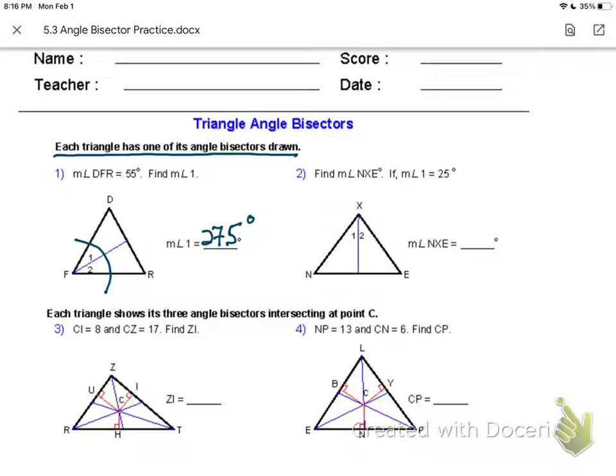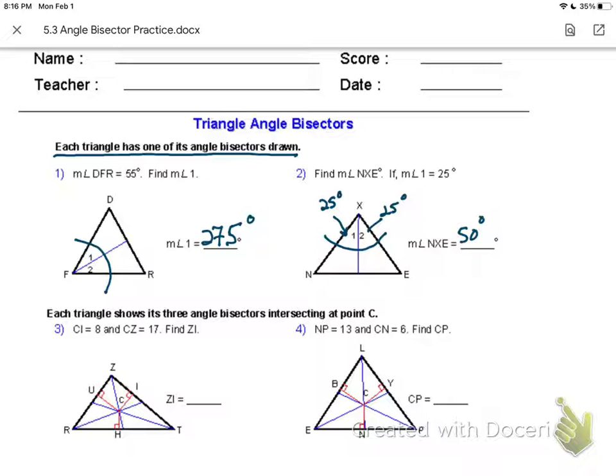Okay, for question number 2, the angle bisector is of angle X. Find the measure of angle NXE. That's the big angle. They tell you that the measure of angle 1 is 25. If 1 is 25, that means that 2 is 25, and therefore 1 plus 2 is going to be 50 degrees. Okay, that brings us down to number 3.